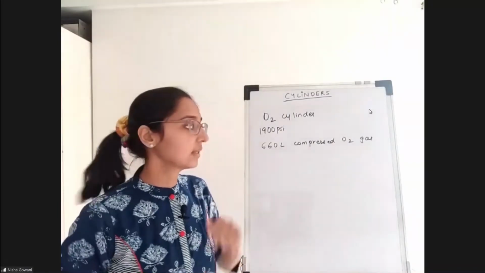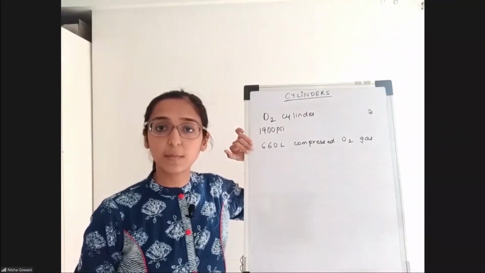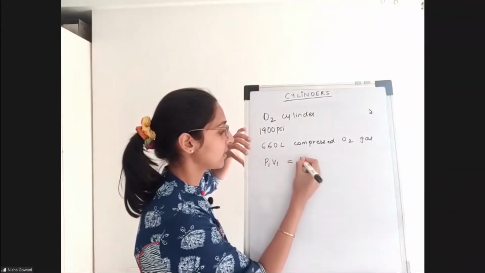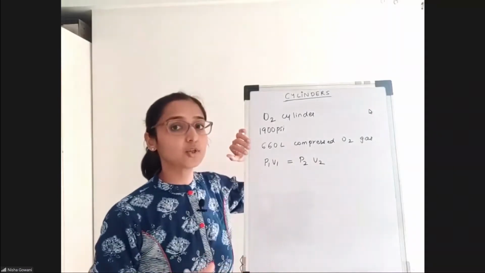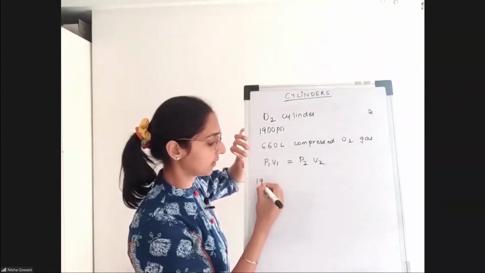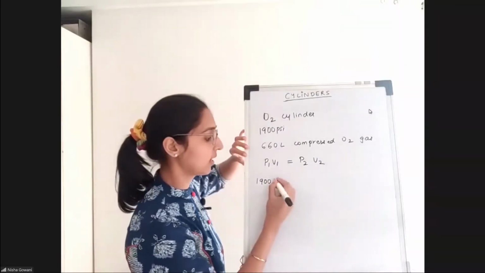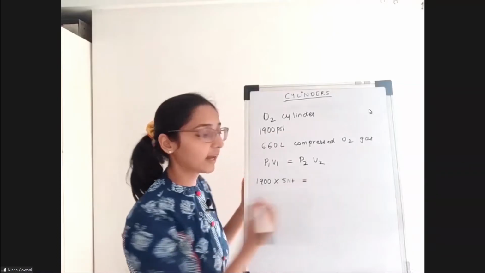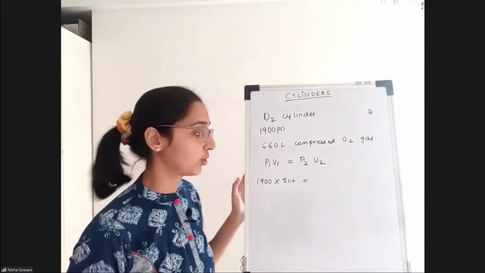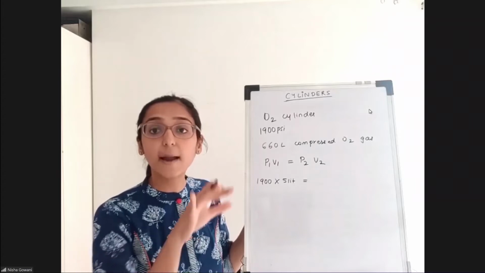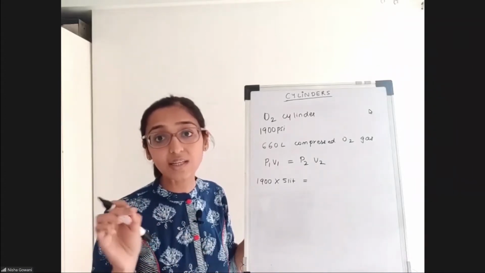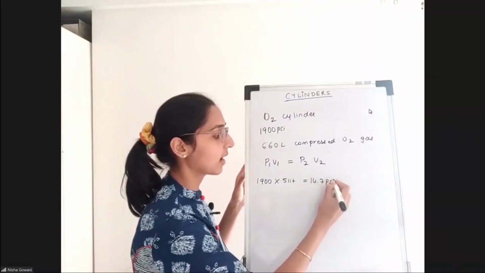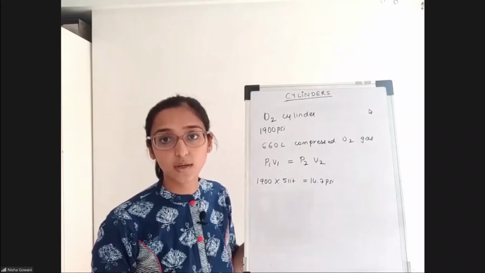So how did we get this answer that there is 660 liters of compressed oxygen? Here we apply the gas law, P1 V1 is equal to P2 V2, provided the temperature is constant. The pressure within the full cylinder is 1900 psi. The volume of the type E cylinder is 5 liters, which I had already explained to you. And what is the other pressure? Atmospheric pressure, that is 1 atm. 1 atm is equal to 14.7 psi.